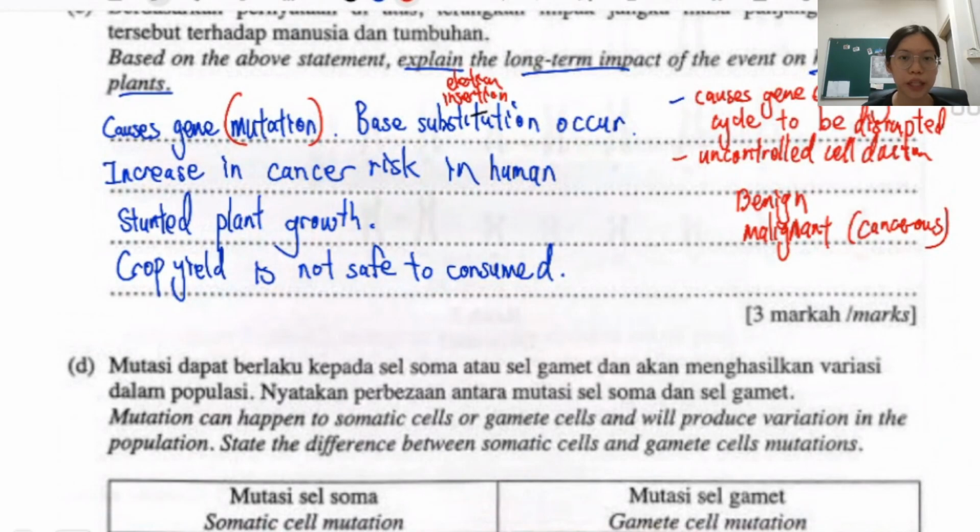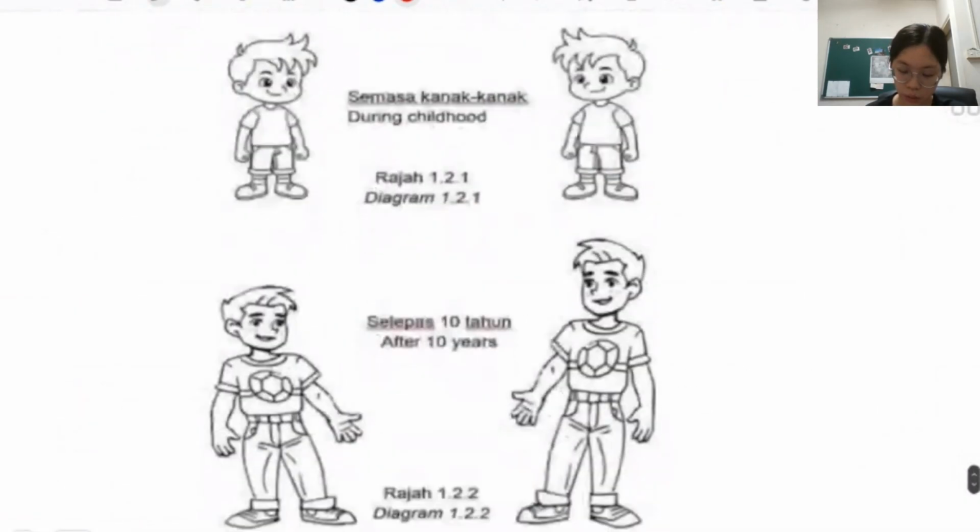Now let's take a look at mutation that happens in somatic and gamete cells, which will produce variation, and then they want you to differentiate between them. Okay, a somatic cell is a body cell excluding the gamete cell, the whole body cell excluding gamete cells. Gamete cells are basically sperm and secondary oocyte. These are the gamete cells. So what happens when there is a mutation in the somatic cell? Let's take a look at this question right here.